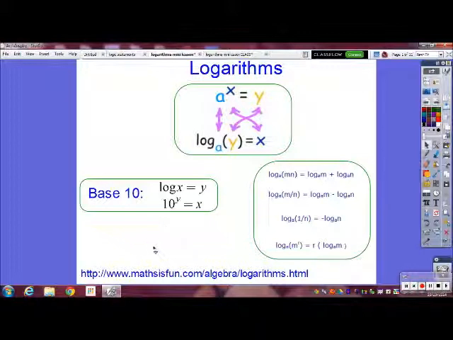And just one more time, to drive the point home on this property, if I had something that looked like this, log base a of x squared, please don't forget to rewrite it as 2 times log base a of x. Especially in this class with simplification, it's going to make a huge difference.